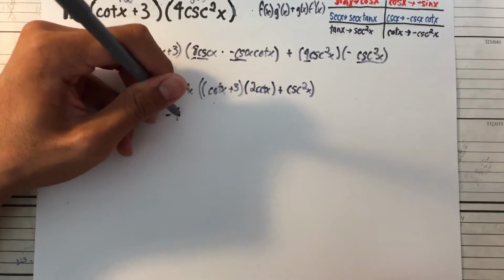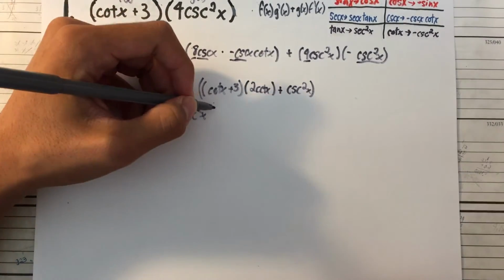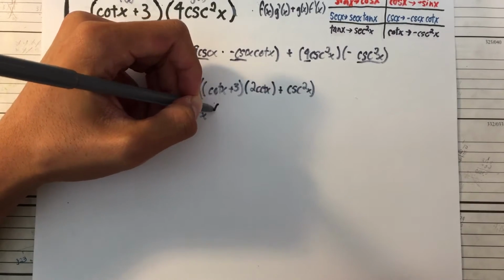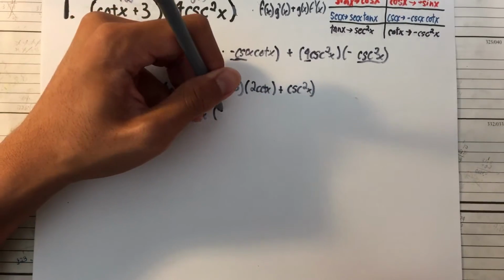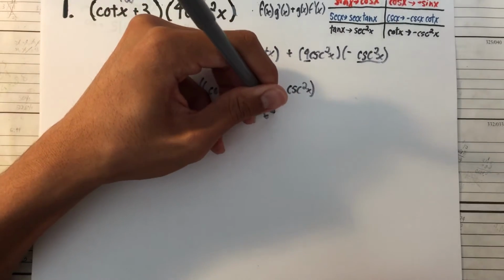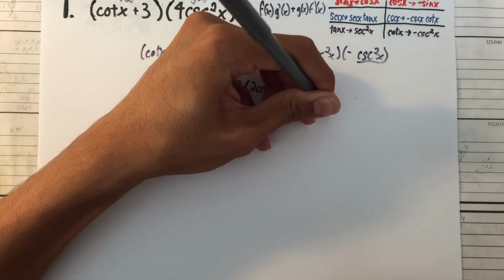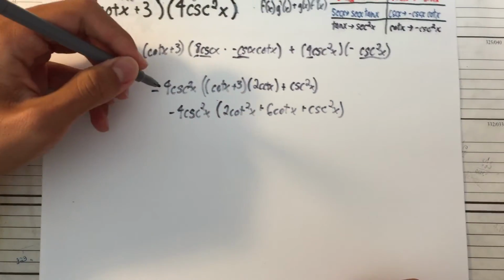Our final answer is going to be the simplified form of this, which is negative 4 cosecant squared x times 2 cotangent squared x plus 6 cotangent x plus cosecant squared x. And that's going to be our derivative.